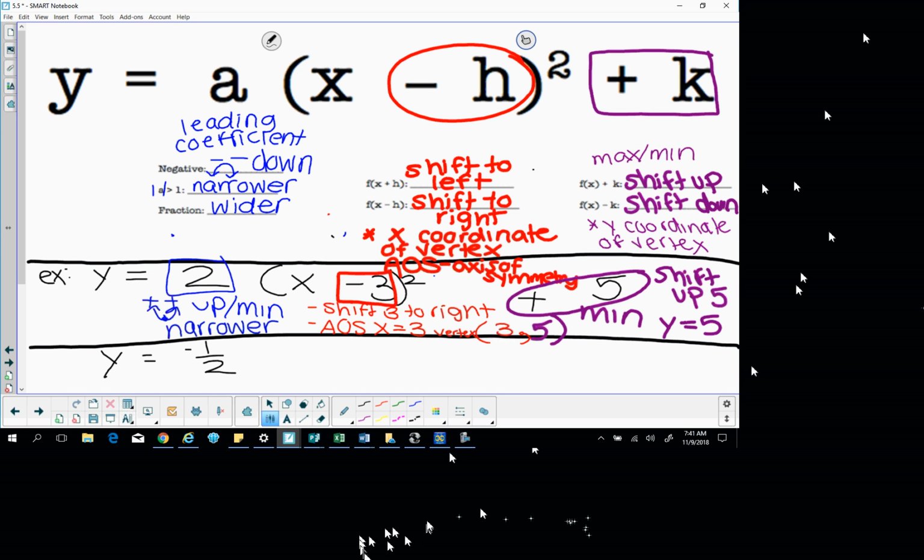y equals -1/2 (x + 5)² - 2. So see if you can try that one, the one right underneath it, in that box, and see if you can give it a try.